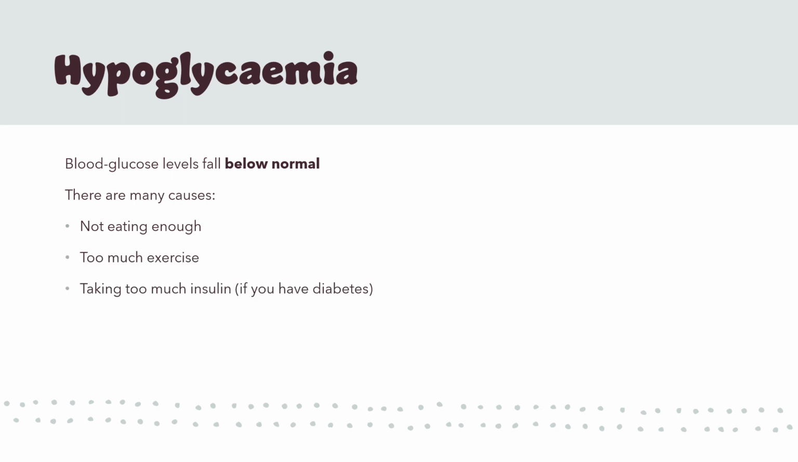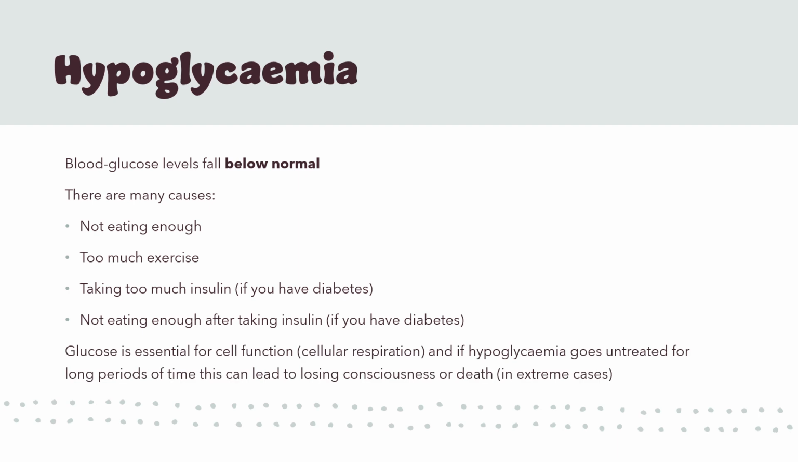Now let's have another look at hypoglycemia, which is a malfunction in homeostasis. Hypoglycemia, as we know, is when blood glucose levels fall below normal. There are many causes of this. It can just be simply from not eating enough, too much exercise, or taking too much insulin if you have diabetes, or not eating enough after taking insulin. We know that glucose is essential for cell function, for cellular respiration, and if hypoglycemia goes untreated for long periods of time, this can lead to losing consciousness or even death in very extreme cases.